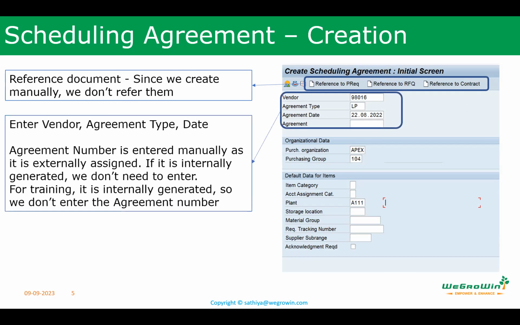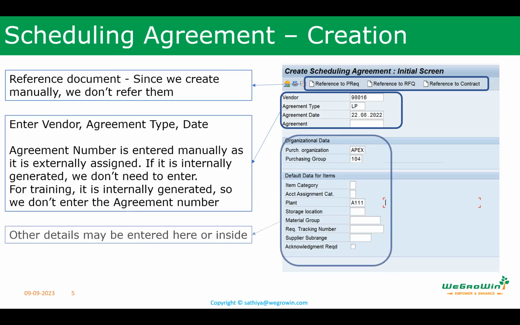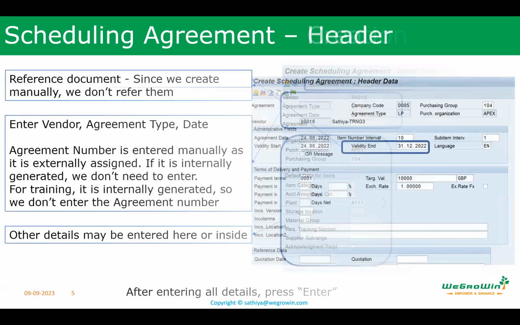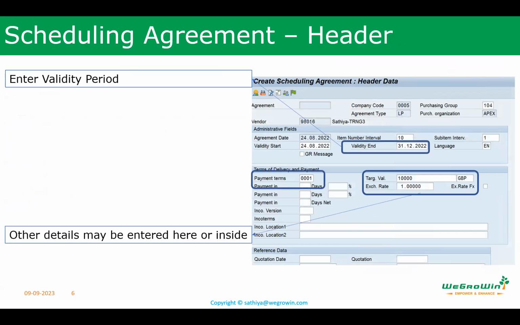And we are going to create them manually. So enter the vendor, agreement type, and date. The agreement number is entered manually if it is externally assigned in the number range. If it is internal, it will be generated. In our case, it is configured in the internal number range. After that, we enter the purchase organization and purchase group. Then after entering all the details, we proceed further. The system will open the validity period details. It is similar to the creation of a purchase info record. The contents will be similar to that.